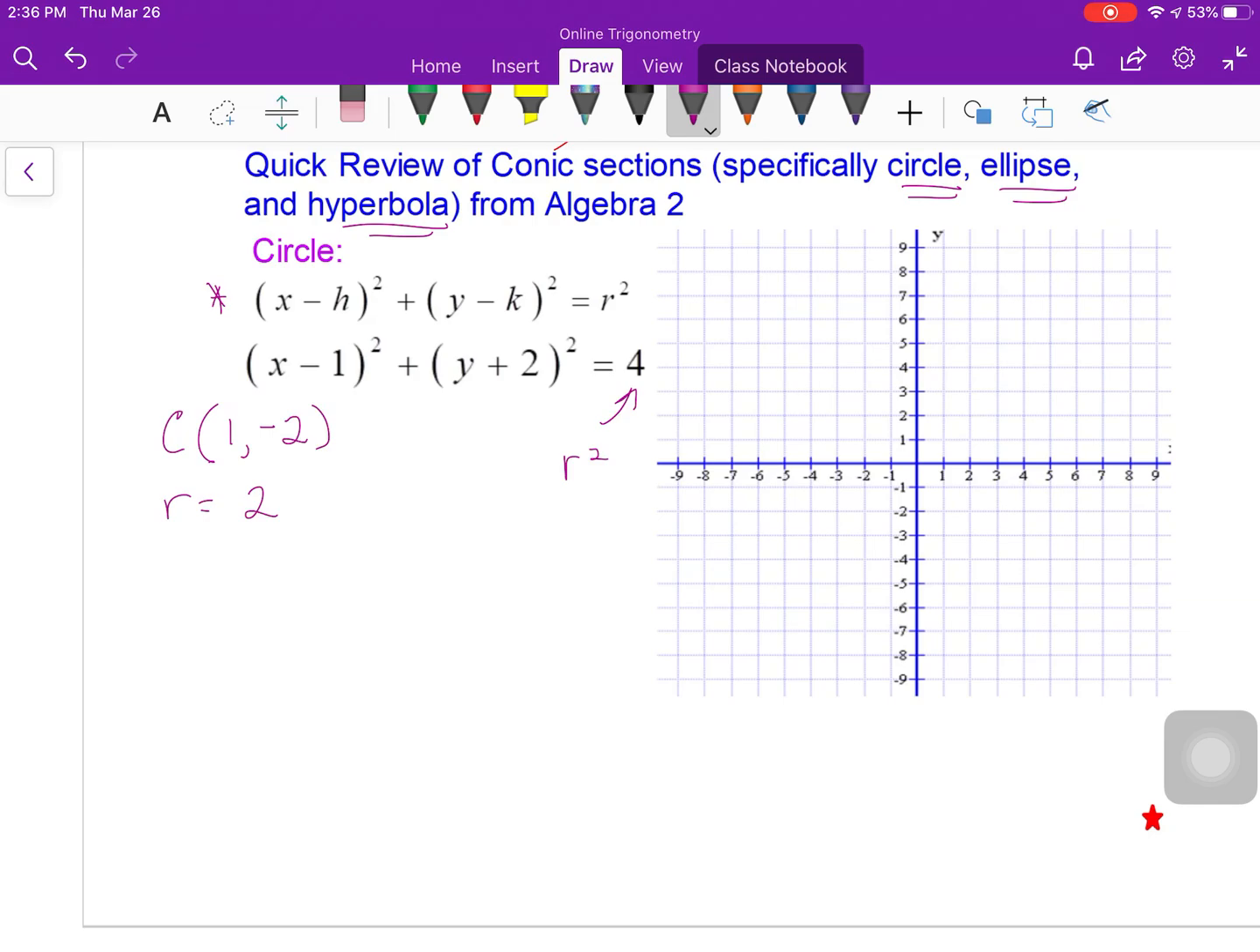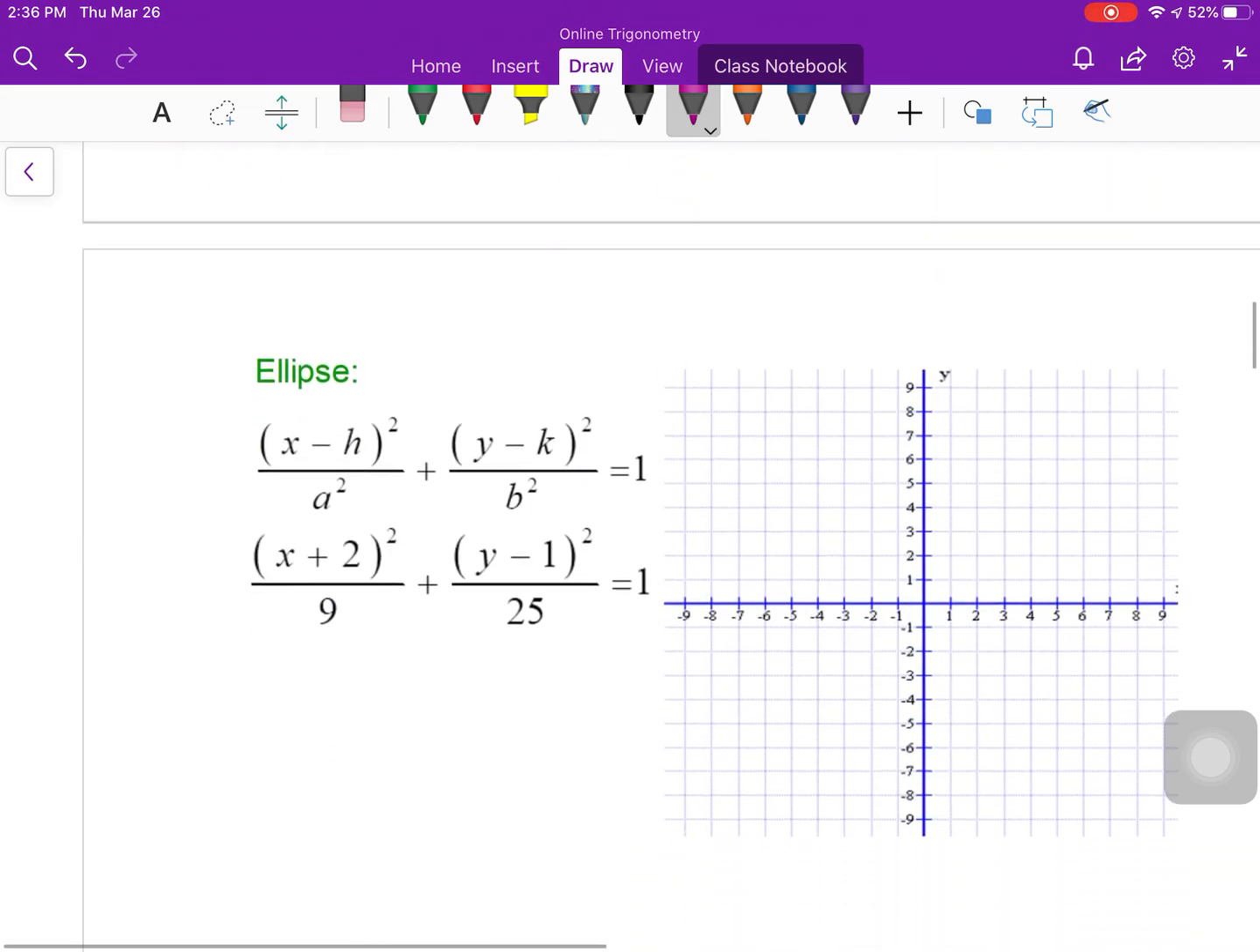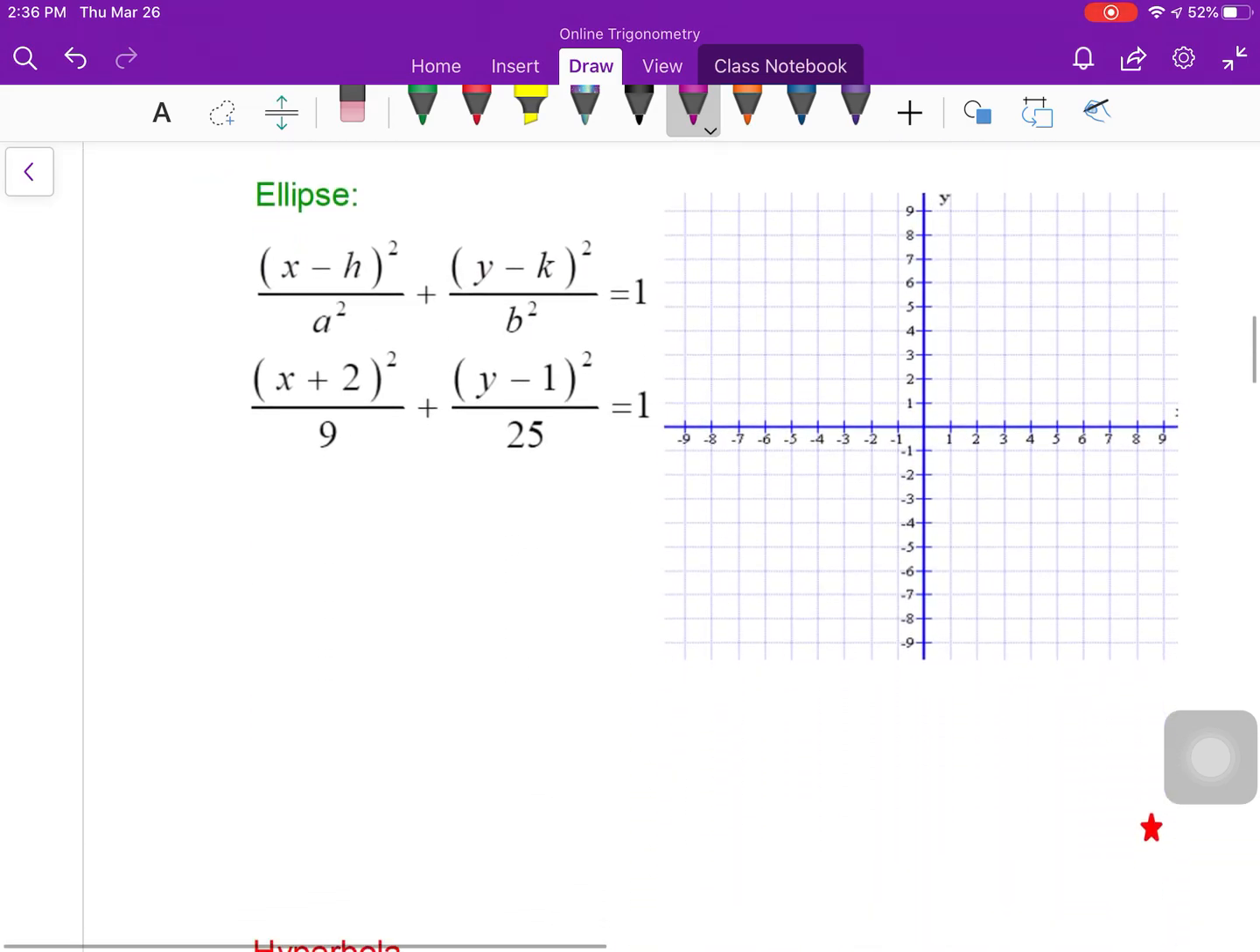So if I was going to graph this, I would go over to (1, -2). And then I would move out 2 in all directions, 2 to the right, 2 up, 2 to the left, 2 down, and I would just draw my circle. Now, circles you did back in geometry, you did them again in Algebra 2, and you may even have done a little bit of them in Algebra 1. Let's talk about the other conic sections.